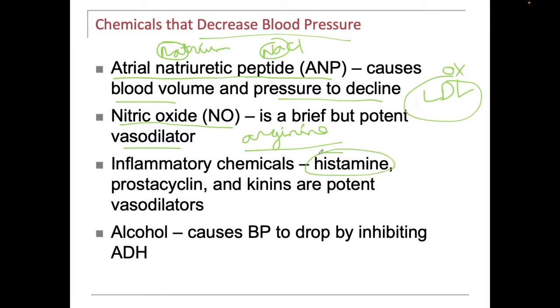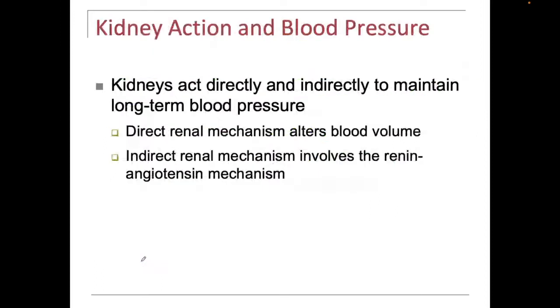Histamine. Histamine is a vasodilator. Prostacyclins, they thin the blood. These are all vasodilators. And alcohol can cause the blood pressure to drop because it inhibits antidiuretic hormone. Okay?